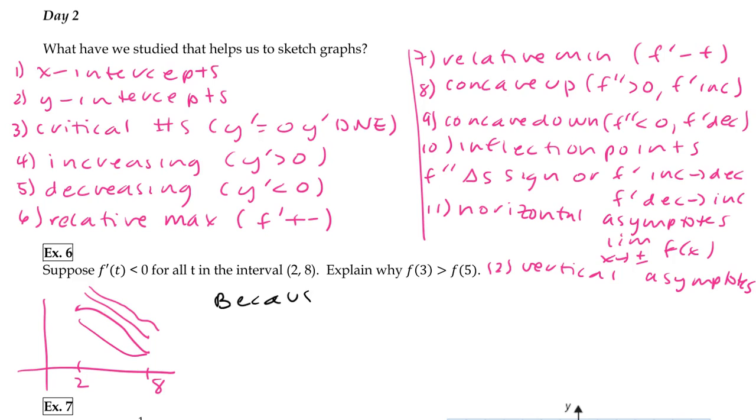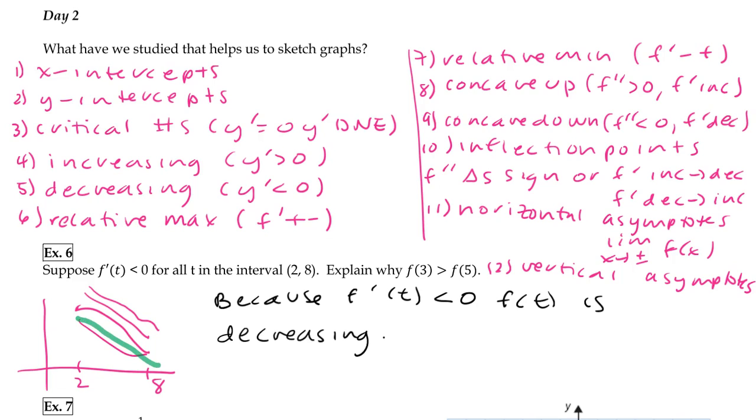because f prime is less than 0, that means f of t is decreasing. So if we know that the value of the function as we move left to right is decreasing, then anything after this 3 has to be less than f of 3, right? If f of 3 is here, it has to be greater than anything to the right of it. Okay, and we knew all this because f prime is negative, f is decreasing.